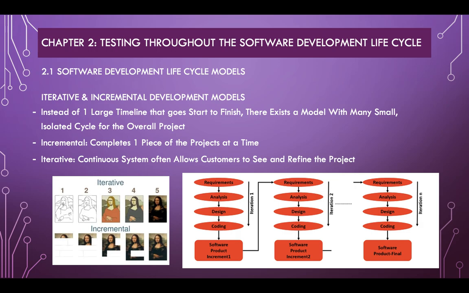Iterative and incremental development models. Instead of one large timeline that goes start to finish like the waterfall or the V model, there is a different type of model. It has many small, isolated cycles for the overall project. It works to incrementally complete one piece of the project at a time. It is iterative because it is a continuous system. The system allows a business to see and refine the project as it grows.